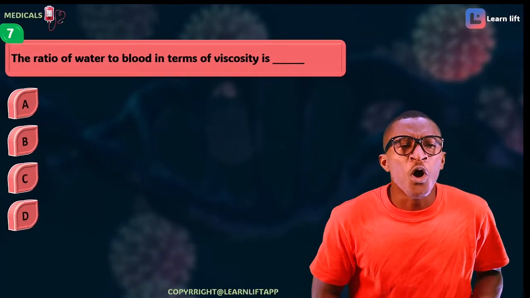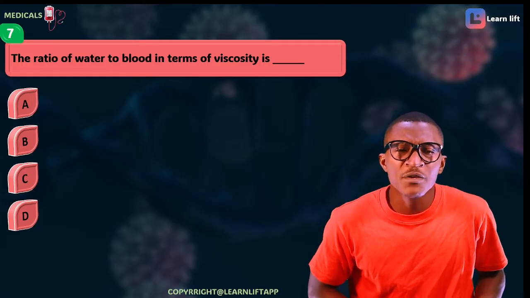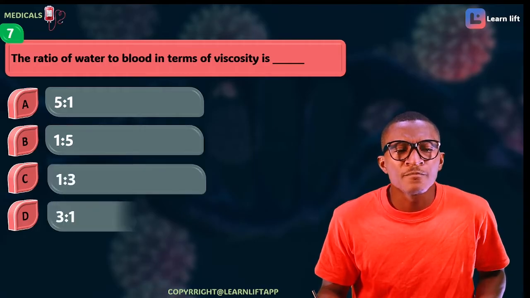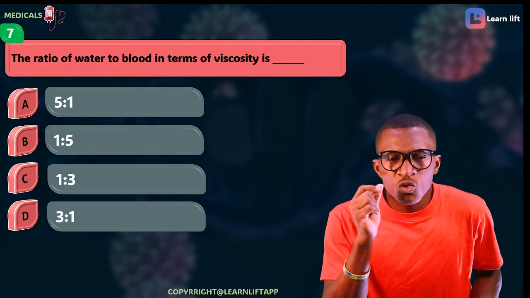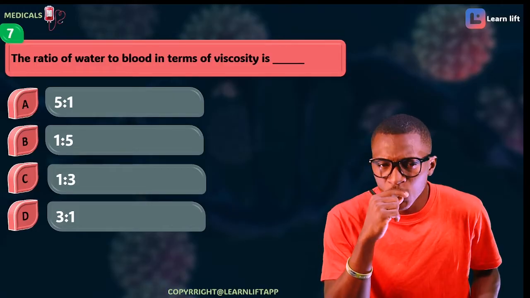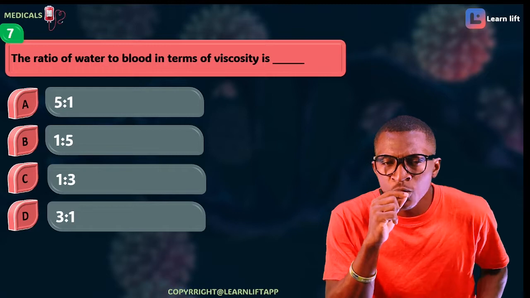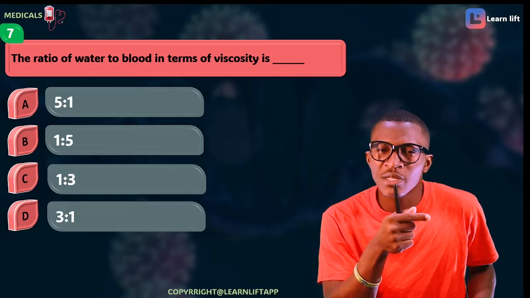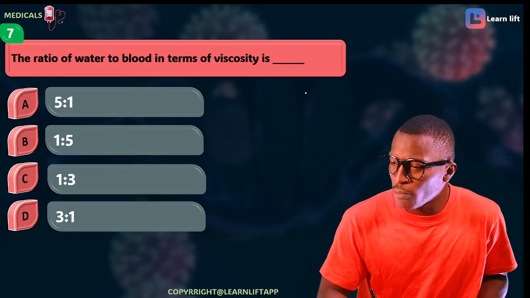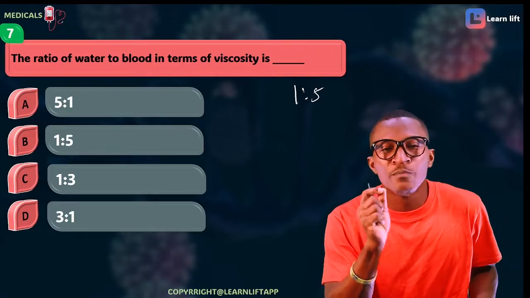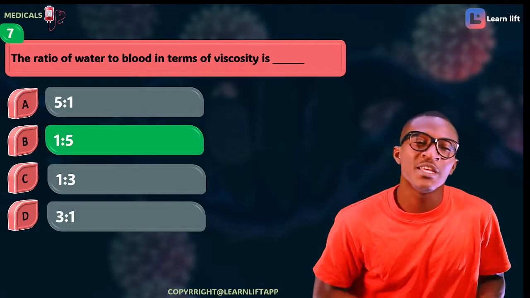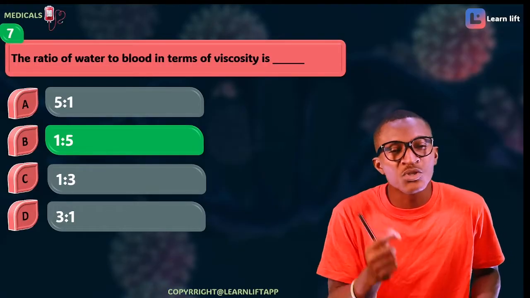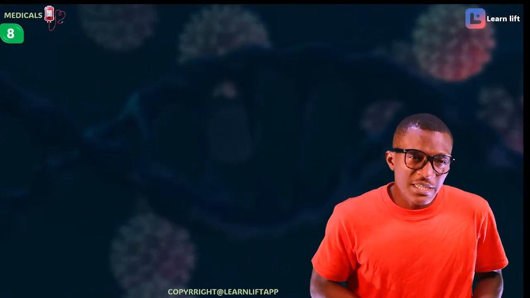Now, the ratio of water to blood in terms of viscosity is 5 to 1, 1 to 5, 1 to 3, 3 to 1. If you have chosen option C, you would have been wrong. If you have chosen option D, you would have been wrong. It's between option A and option B. What's the ratio? They did not say blood to water, they said water to blood. We know that if it is water to blood, it will be 1 to 5, because blood is 5 times thicker than water, making option B the answer. B, not option A, which is 1 to 5. Let's take the next question.